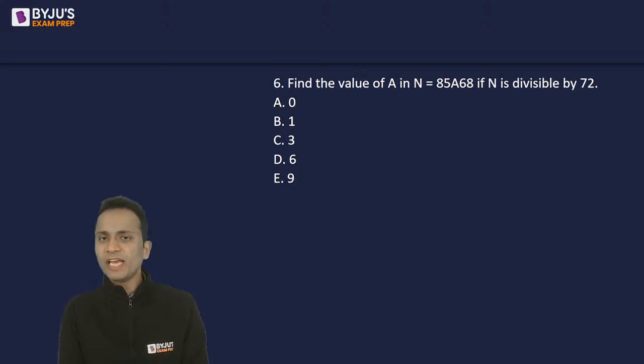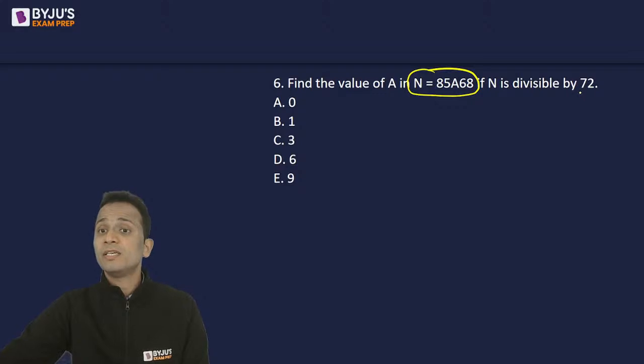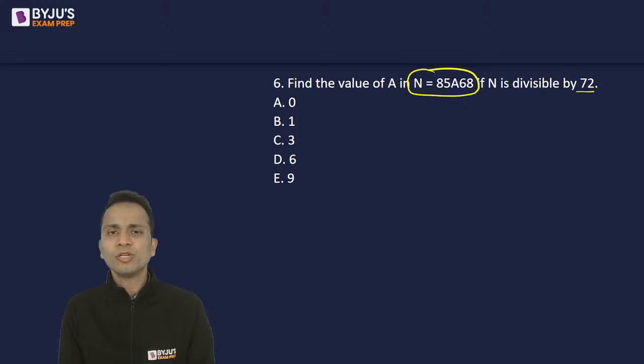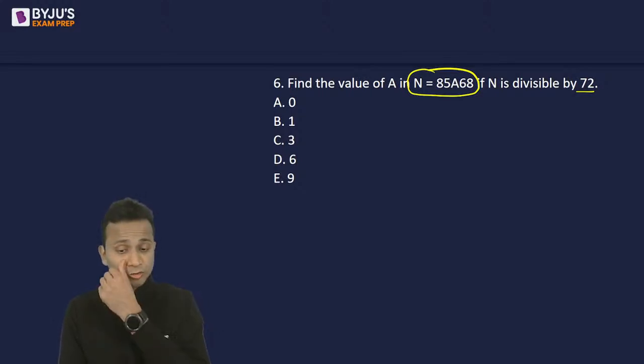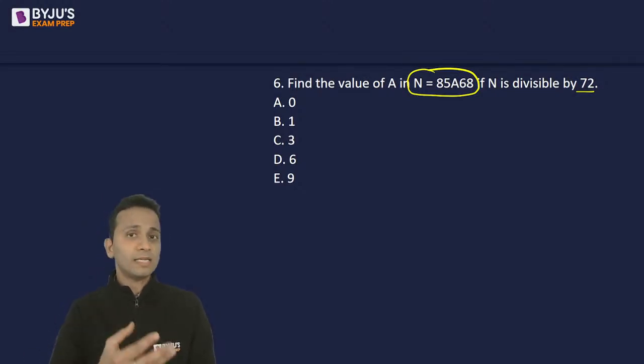Now find the value of A in a number 85A68 if the number is divisible by 72. So it is given that the number is divisible by 72, you'll have to find out the value of A. Now for this question, you need to know the divisibility rule of 72. Now 72, there is no separate rule for 72. It is based on the divisibility rule of some other numbers.